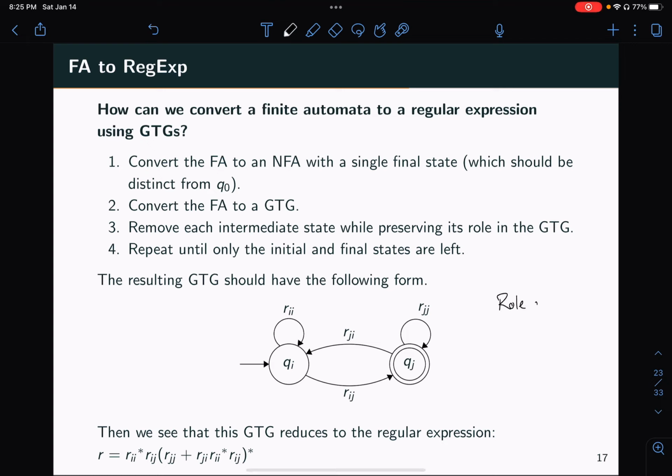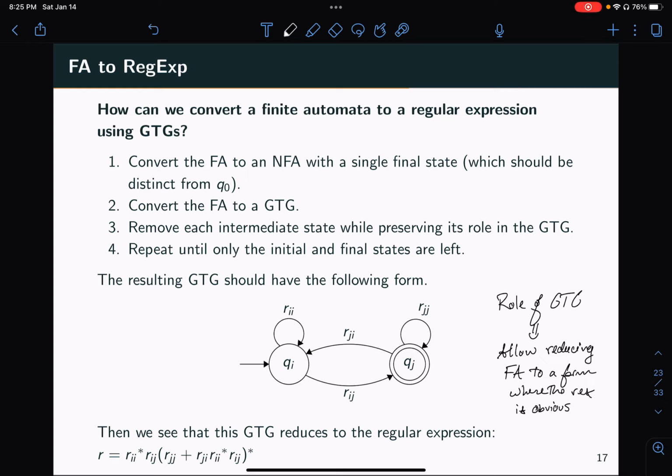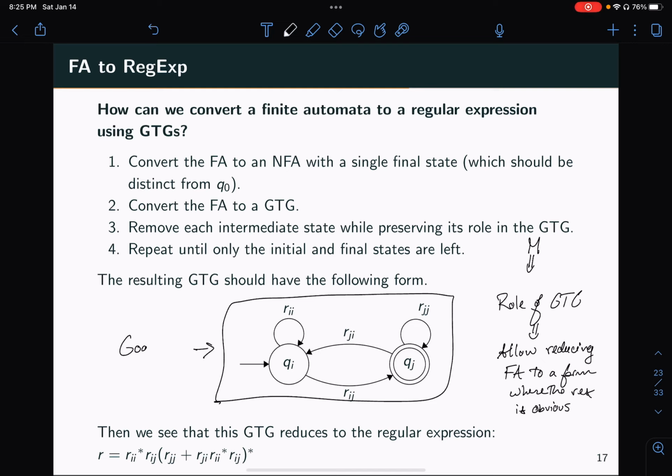So the role of the GTG is to allow reducing the FA to a form where the regular expression is obvious. Okay, so in fact, the goal in this procedure of converting an FA to a regular expression is you start with some machine M, and you convert this to subsequent GTGs until you get something that looks like this, okay? So this is your goal or your target, is you want to get to a machine that looks like this, where these labels on the edges are regular expressions, okay?